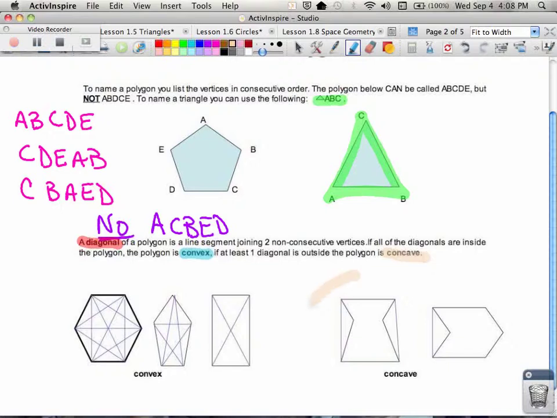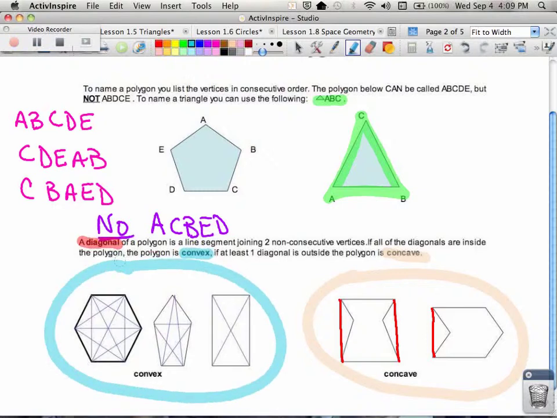Down below here, we have concave polygons because I notice that I have some diagonals that are outside of the polygon. So these red lines are the diagonals. Whereas if I look at the examples in the convex polygons to the left, what I notice is that all of their diagonals fall inside of the polygons. Like for example, on this rectangle looking thing on the right, and the pentagon that's in the middle, also in the hexagon, there are a lot of internal diagonals here.